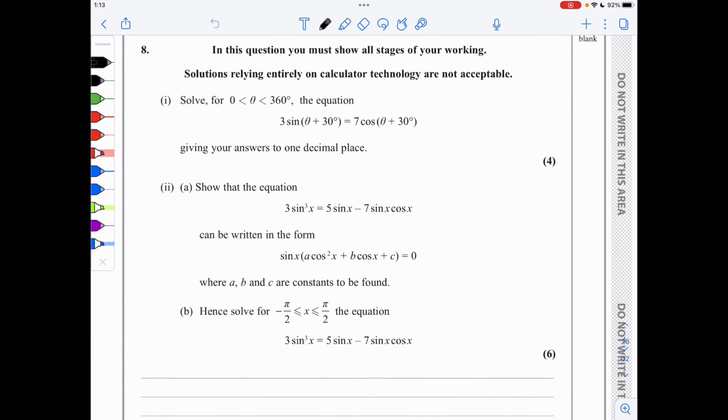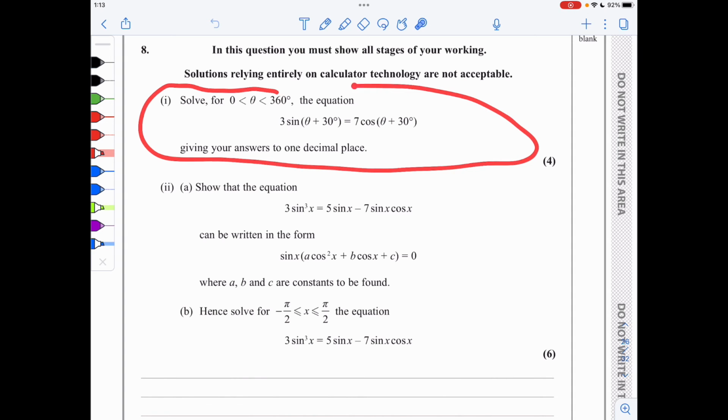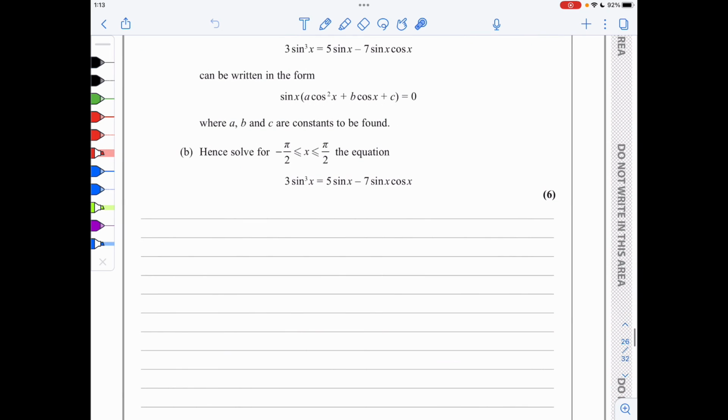Question 8 is a trigonometric question. We need to solve in part I this trigonometric equation. We are in degree mode. So we've got 3 sine of theta plus 30 is equal to 7 cos of theta plus 30. We've got 1 sine and 1 cosine. The angle is the same.